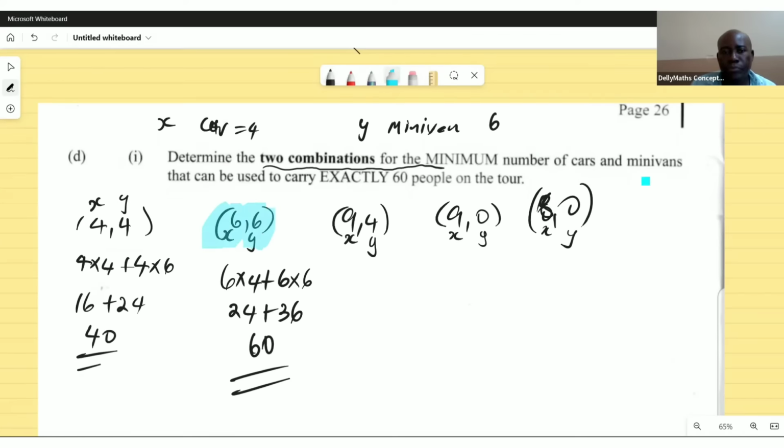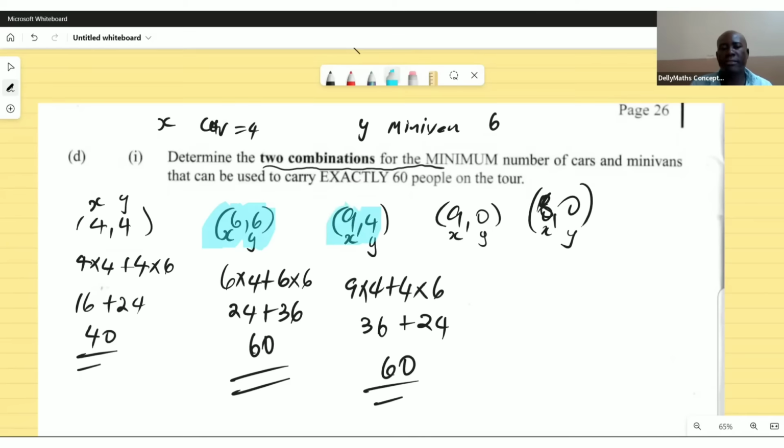So let's go again. 9, 4. Remember, 9 is for X, and then that's 9 times 4 people, and then 4 times 6. 9 times 4 is 36. 4 times 6 is 24. When I add these, I'm getting 60. And that's another. Therefore, 9, 4 works.